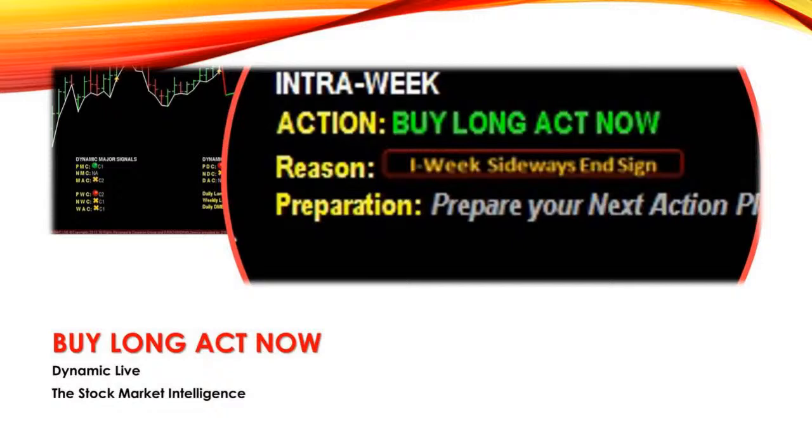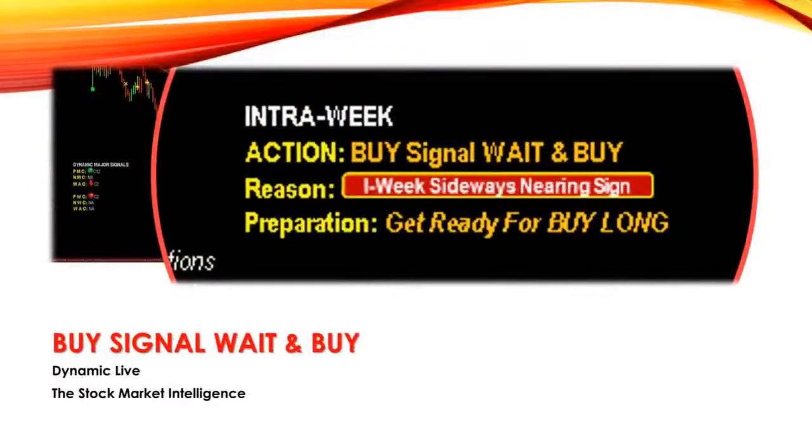But many times when the price is increasing, and if this Dynamic Live feels that this is a trap, the price may not increase any further, then here in the action information, it will be very clearly written as buy signal, wait and buy. Which means buy signal has come, but please wait, don't buy this, because it feels that this is a trap, the price may not increase any further.